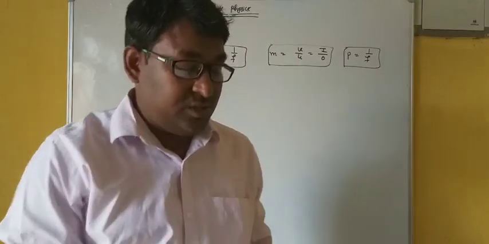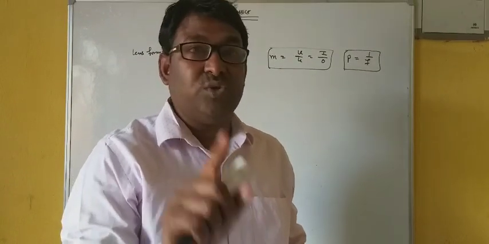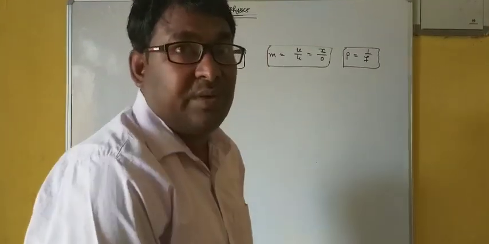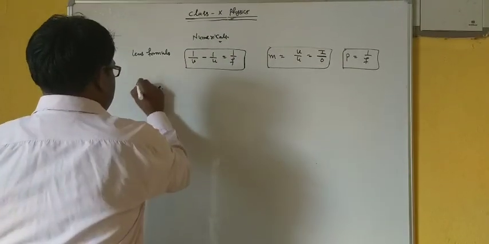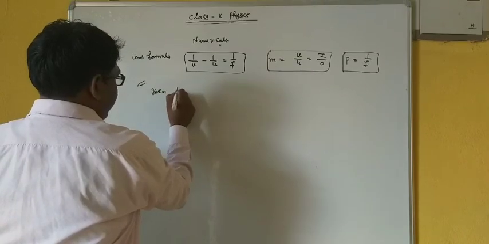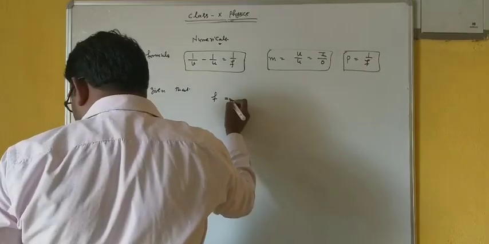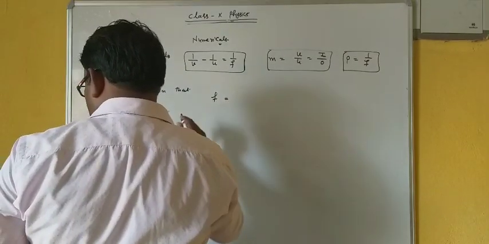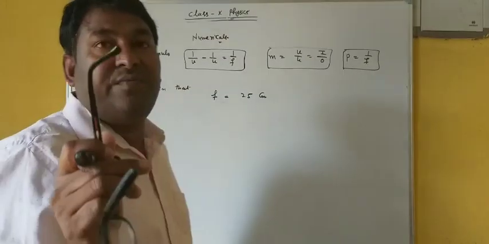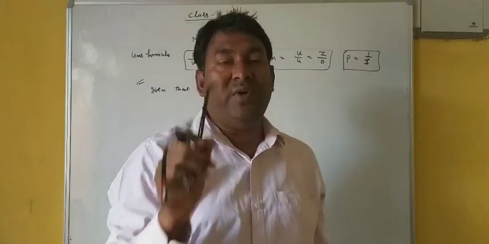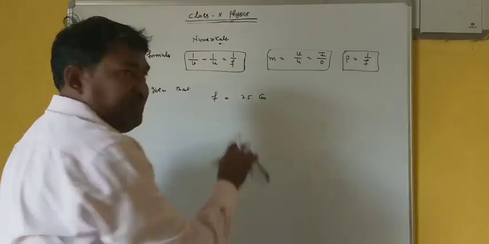Now the next numerical: the focal length of a convex lens is 25 centimeter. Given that the focal length of the convex lens is 25 centimeter. For a convex lens, the focal length is always positive. Therefore, I am taking plus 25.